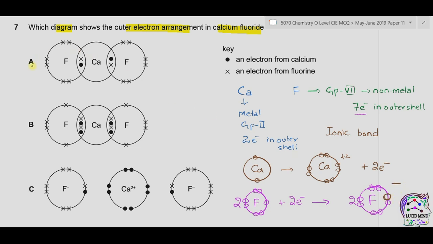Let's look into the options. In A, we can see that the electrons are shared between calcium and fluorine, which is incorrect because sharing takes place in covalent bond, while in calcium fluoride ionic bond is present. Similarly, in B, we can see that the sharing of electrons has taken place, which is also incorrect. In C, we can see that calcium has lost 2 electrons to form positive 2 ion, while each fluorine has gained 1 electron to form negative ion. So therefore C seems to be correct option.